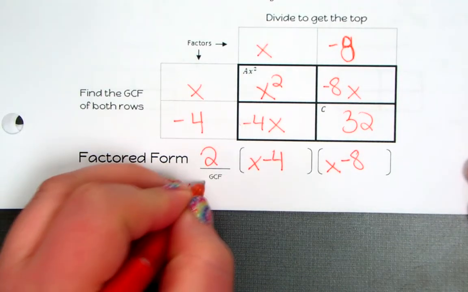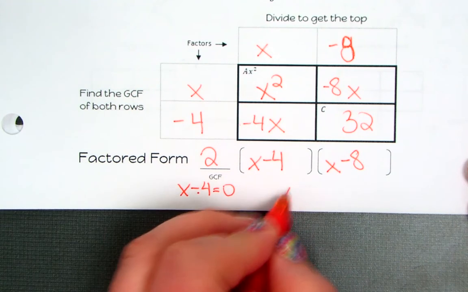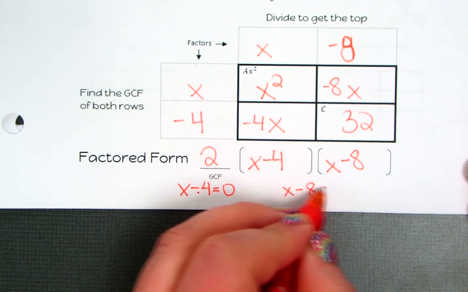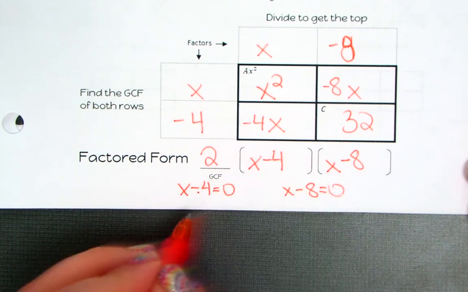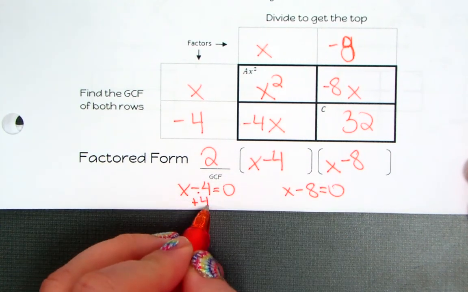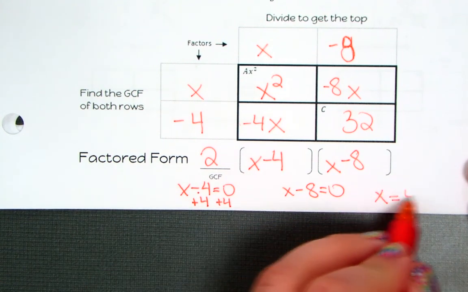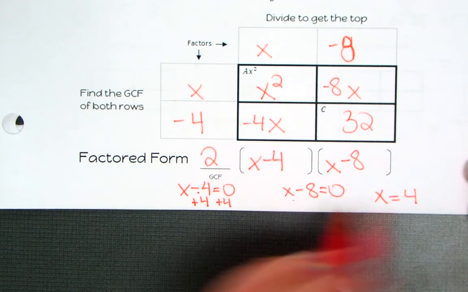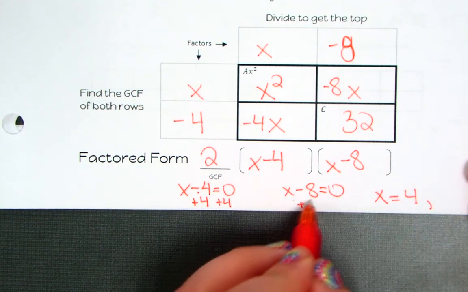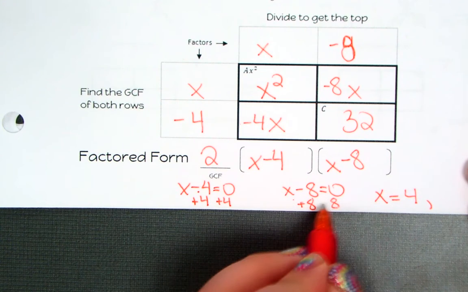X minus 4 equals 0. X minus 8 equals 0. Add 4 to both sides so that x equals 4. Add 8 to both sides so that x equaled 8.